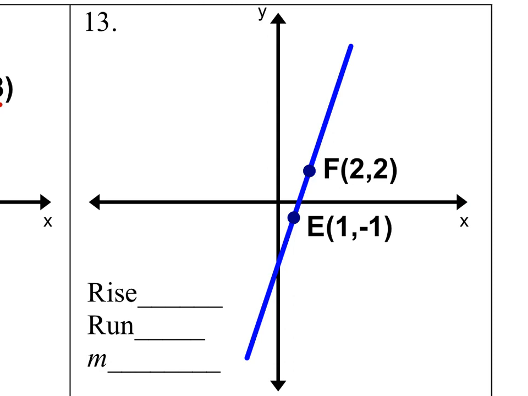Number 13. So from negative 1 to 2 would be 3. And then from positive 1 to positive 2 would be 1. Did I get that right? What do you guys think? Yeah, that's good. That's very good.